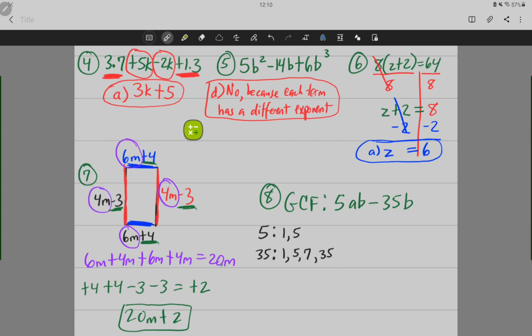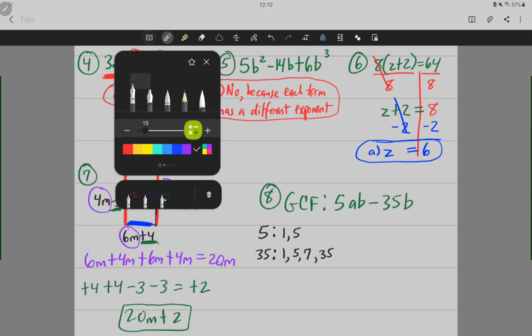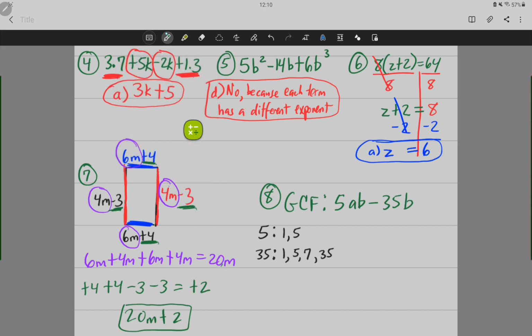So I left that space because I personally like to just put the numbers in order. It's just easier that way for me. So these are all the numbers, the factors of 5, the factors of 35. Remember, that's the G part, or the F part, factors.